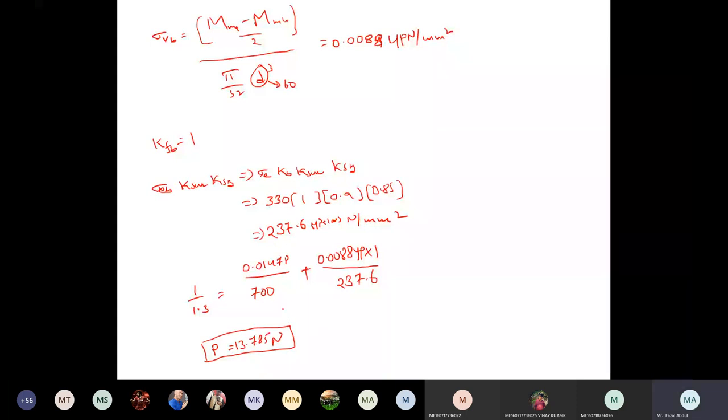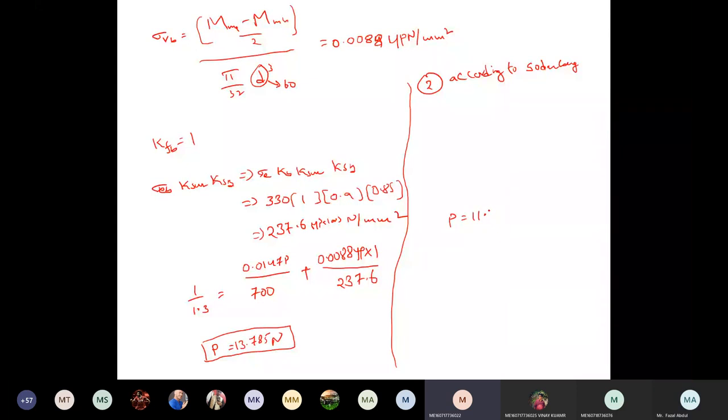13.785 newtons. Okay, this is according to the Goodman relation. Now, according to the Soderberg relation. The Soderberg relation gives 11.494. Very good. 11.494 newtons.